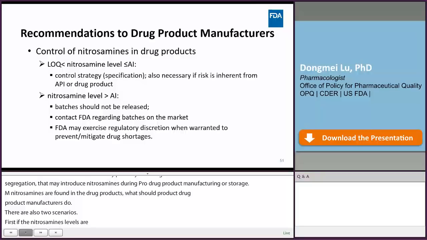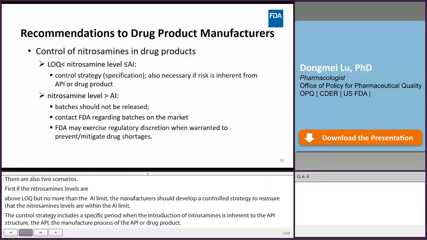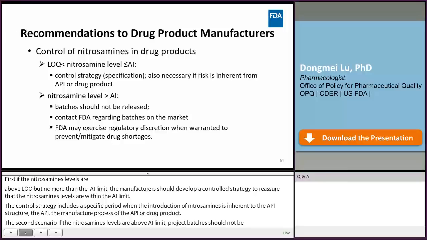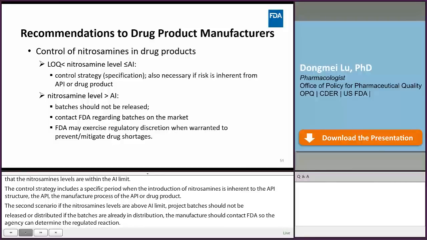The control strategy includes specification limits. Such a control strategy is also recommended when the introduction of nitrosamine is inherent due to the API structure, the API route of synthesis, or the manufacture process of the API or drug product. The second scenario, if the nitrosamine levels are above the AI limit, product batches should not be released or distributed. If the batches are already in distribution, the manufacturer should contact the FDA so the agency can determine the regulatory action. The manufacturer should contact the agency if a recall is initiated. FDA may exercise regulatory discretion when warranted to prevent or mitigate drug shortages.